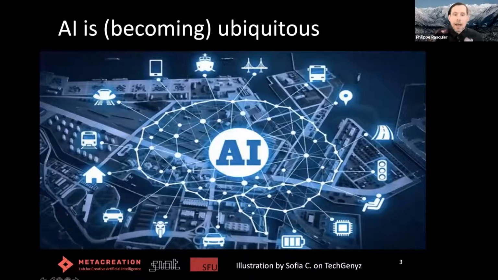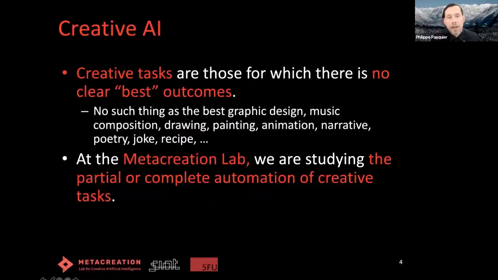At the Meta Creation Lab and in creative AI, as a subfield of AI, we are instead focusing on creative tasks, which we define as being specifically those for which there's no clear best outcome. There's no such thing as the best graphic design a priori, best music composition, or an optimal drawing, a Pareto dominant painting, etc.